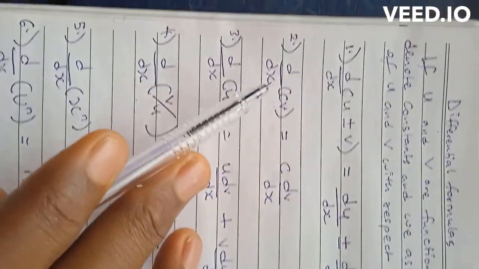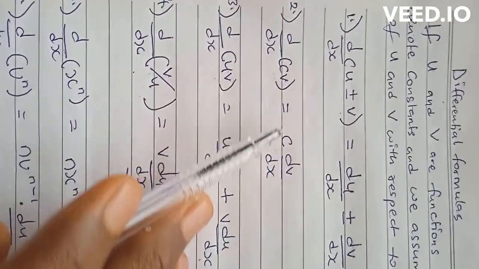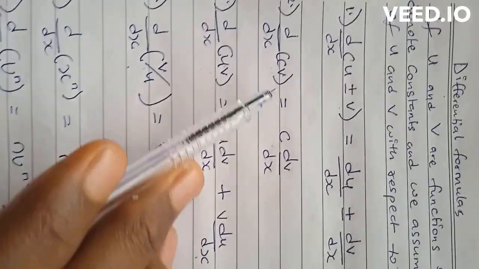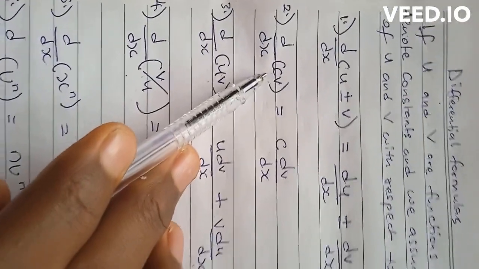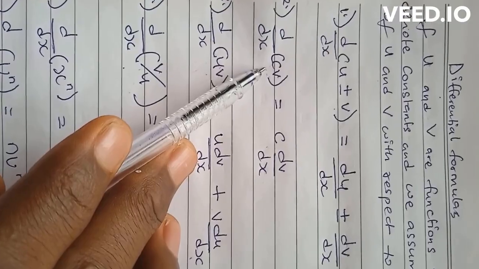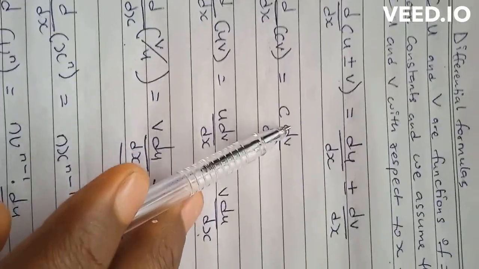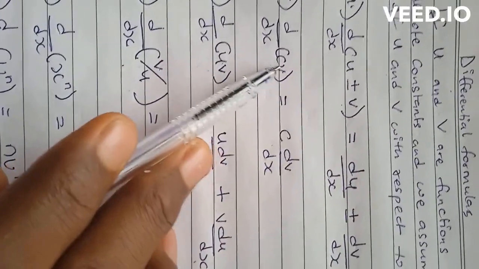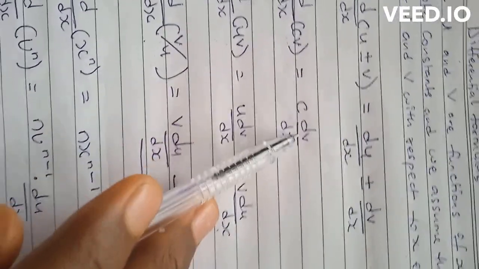Number 2, differentiating cv is equal to c dv over dx. Remember, c is a constant, and in differentiation and integration, the constant will come outside while you differentiate the function of x, which is v. That's why you have c dv over dx.